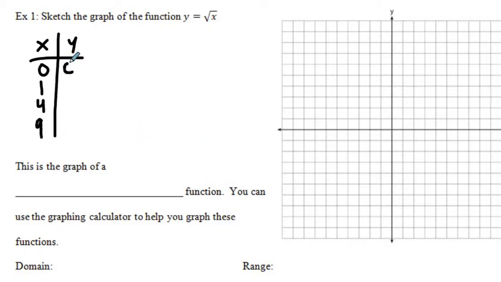The square root of 0 is 0. The square root of 1 is 1. Now you might think, oh, that was just x equals y. But obviously that's going to change once we get to 4. The square root of 4 is 2. And the square root of 9 is 3. So let's go ahead and graph these points. 0, 0. 1, 1. X is 4, y is 2. And when x is 9, y is 3. So we've got this shape right here.